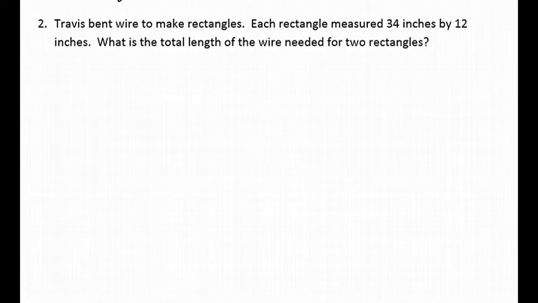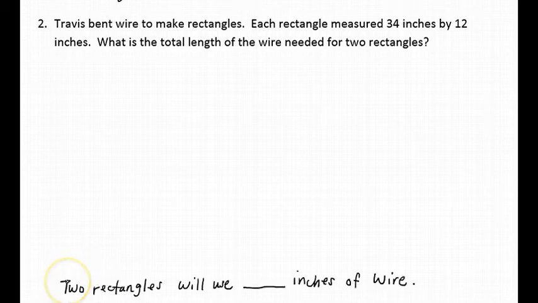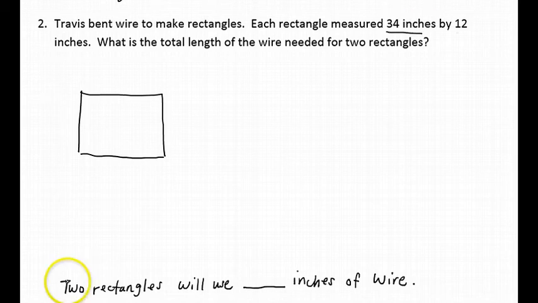The next question says Travis bent wire to make rectangles. Each rectangle measured 34 inches by 12 inches. What is the total length of the wire needed for 2 rectangles? I'll write my answer statement. 2 rectangles will use blank inches of wire. I'm going to start by drawing a picture of one of the rectangles. And the directions say it's 34 inches by 12 inches. So we'll put 12 inches on the side and 34 inches on the top.